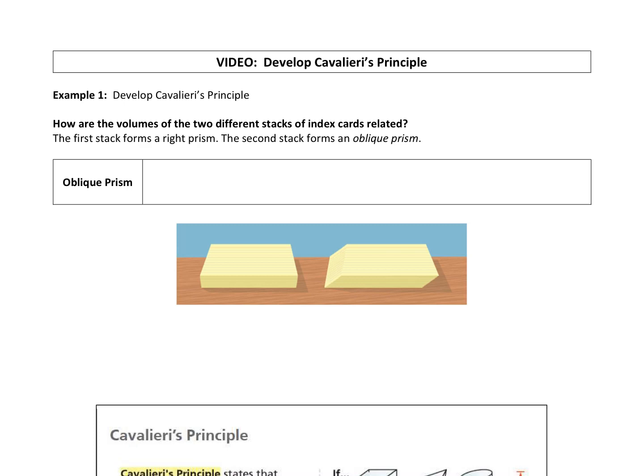We are going to start this lesson out by looking at Cavalieri's principle. So we have two stacks of index cards right here. And the question is, how are the volumes of the two stacks of index cards related? The first stack forms a right prism. The second stack forms an oblique prism.